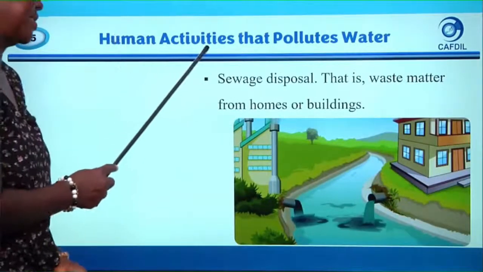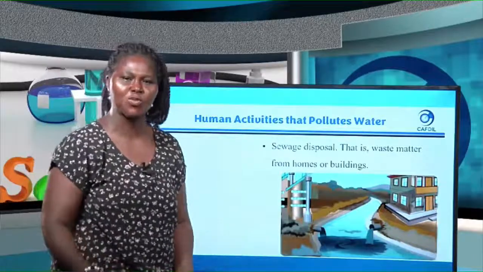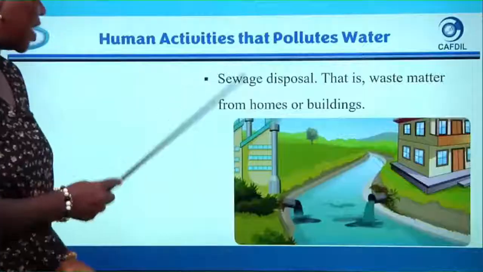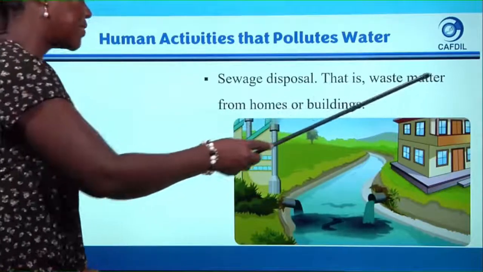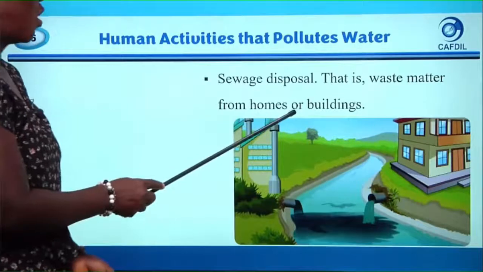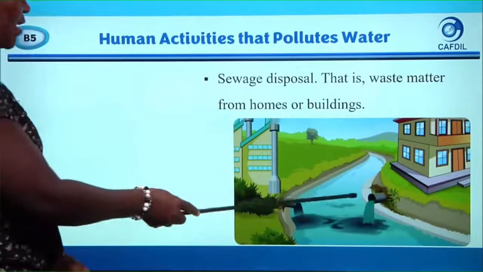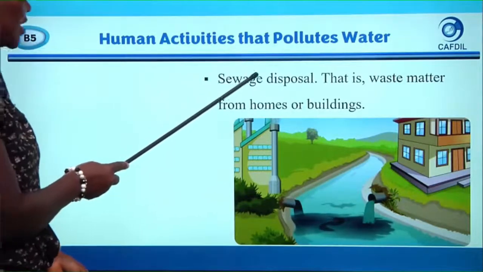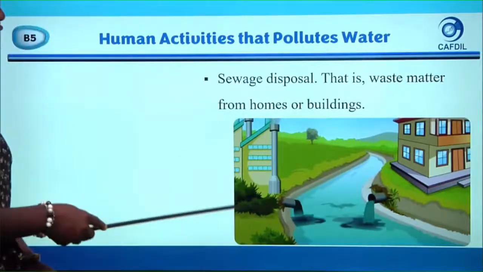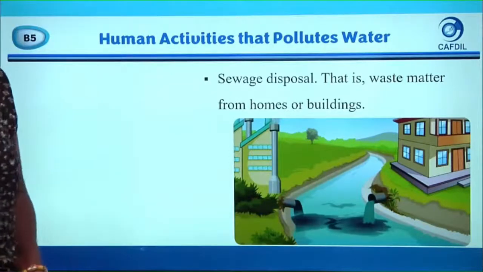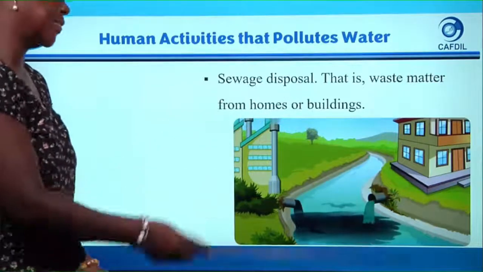Now, human activities that pollute water. We are coming to look at human activities that pollute water. Now, the first one is sewage disposal. Sewage disposal. That is waste matter from homes or buildings. So wastes from our homes or buildings. It's called what? Sewage. And when we put this water into our water bodies, it makes the water unsafe for use. So the first one is sewage disposal.